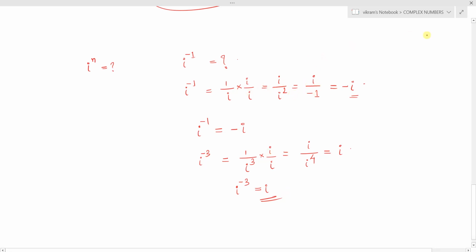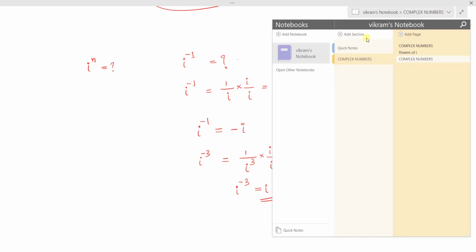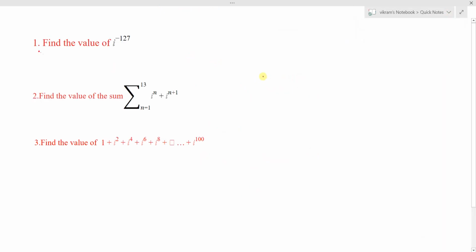Now I am giving an assignment to you. These are the three questions given as assignment. Solve these questions and post your answers in the group. The first is, find the value of iota power minus 127. The next question is, find the value of the summation n equals 1 to 13 of i power n plus i power n plus 1. The third question is, find the value of 1 plus i square plus i power 4 plus i power 6 plus i power 8 and so on up to i power 100. Try to solve these questions and post your answers in the group.